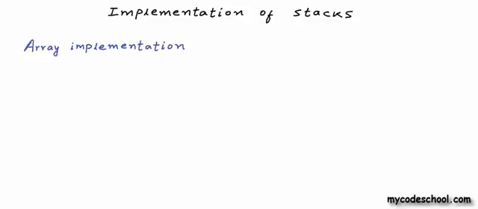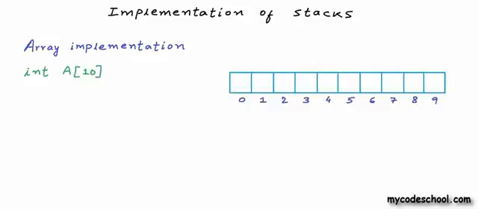Let's say I want to create a stack of integers. So what I can do is first create an array of integers. I'm creating an array of 10 integers here. I'm naming this array A. Now I'm going to use this array to store a stack. What I'm going to say is that at any point, some part of this array, starting index 0 till an index marked as top, will be my stack.